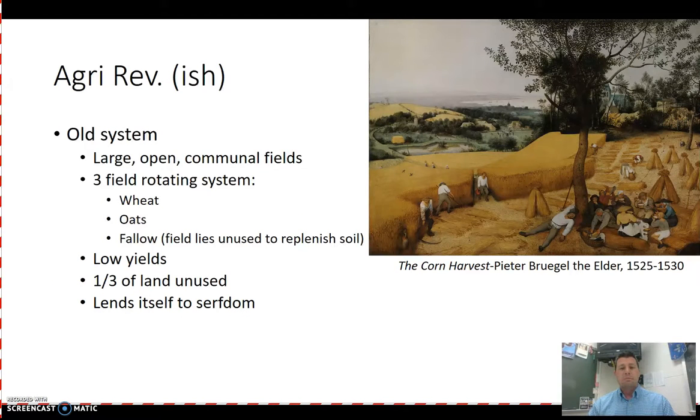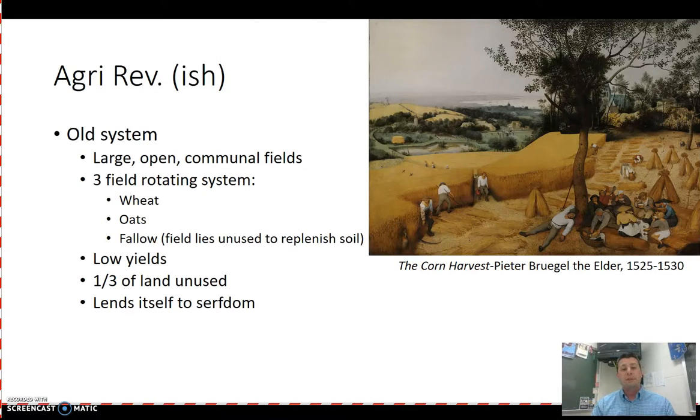The old system put in place, this is really going from medieval Europe onward. Large, open, communal fields. You had peasants who would work the fields, and they didn't own the land. The lords owned this large scope of land, and people would kind of share it, and you'd have animals grazing, and here's the wheat farm. And you can see this in Pieter Bruegel the Elder's painting here, The Corn Harvest. The peasants are kind of laying down. Some of them are working. They're going through their work. There's no real incentive to maximize efficiency or production in this style of system.